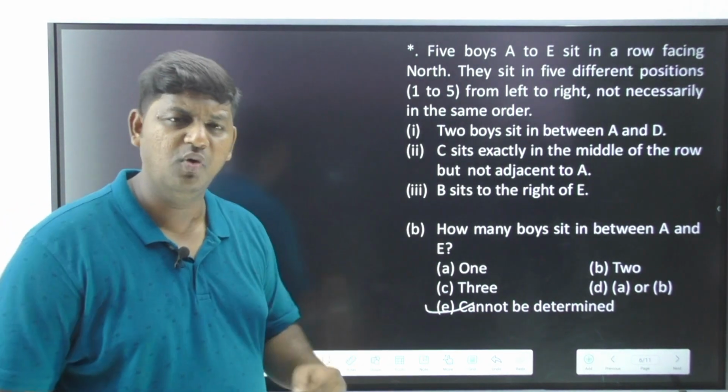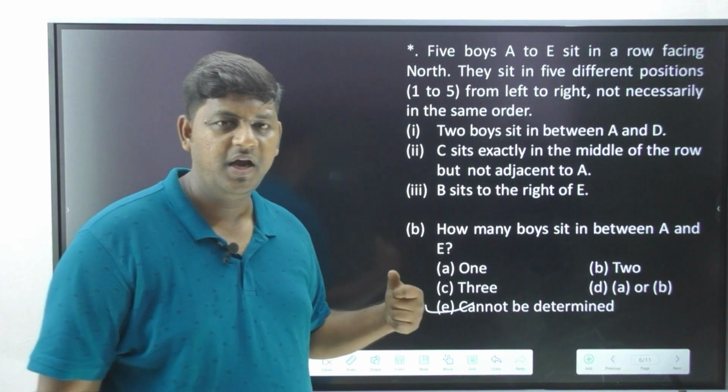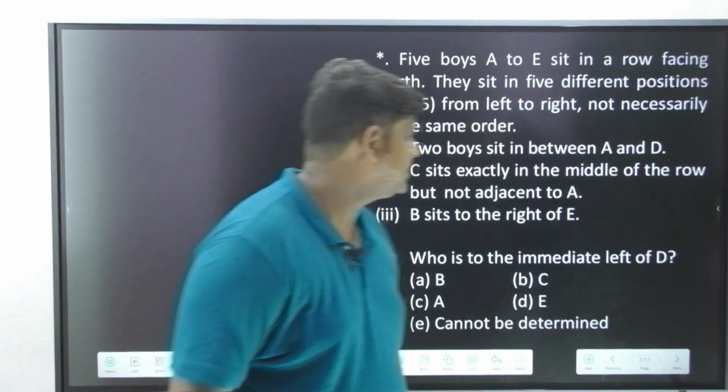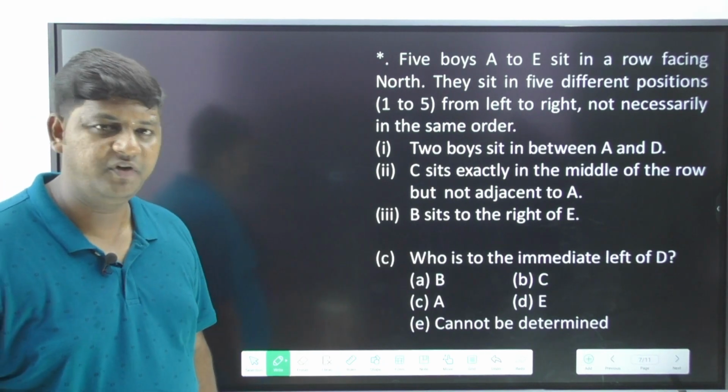You have to choose more than one possibility. Always choose your answer as what? Cannot be determined. Now let's move on to the next question. What is the next question? Who is immediate left of D?